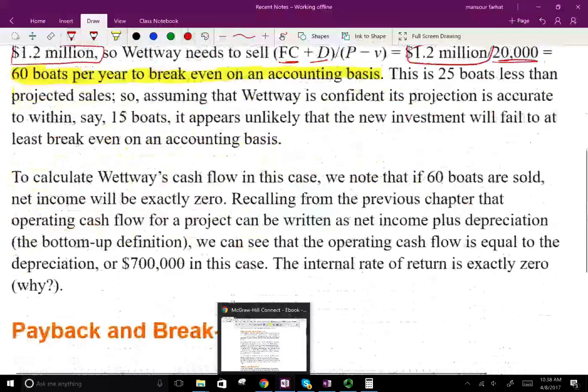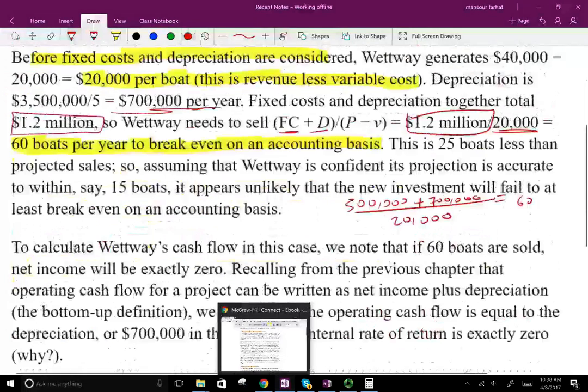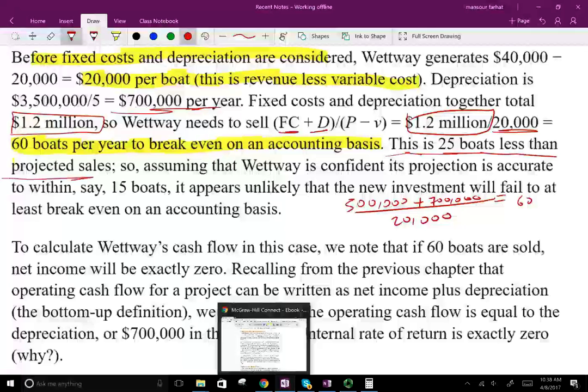Once again, how did I do this? You remember I had fixed cost initially of $500,000. Then I add 700,000 of depreciation, and each boat contributes 20,000 to my profit. Therefore I need 60 boats to sell to break even. This is 25 boats less than the projected sales, which is good because I'm projecting 85.